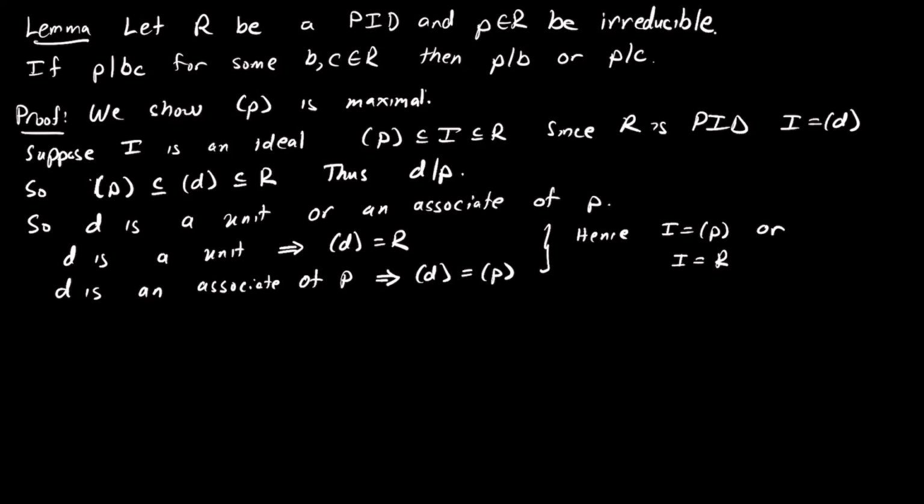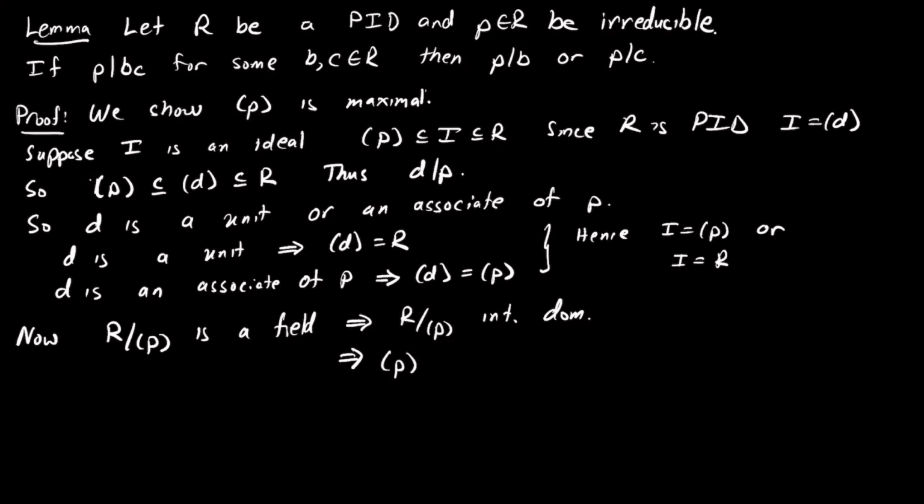Okay, so where does that lead me? Well, since the ideal generated by p is maximal, I know that R mod this ideal is a field, but this implies that R mod this ideal is an integral domain, because I know every field is an integral domain. But if R mod an ideal is an integral domain, this tells me that the ideal generated by p is a prime ideal.